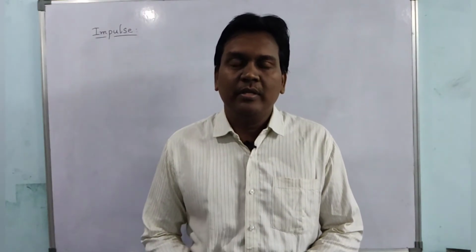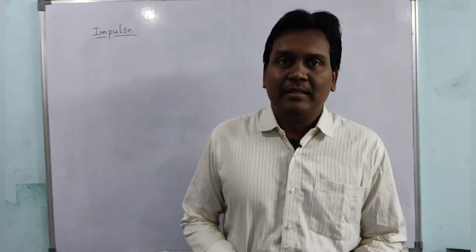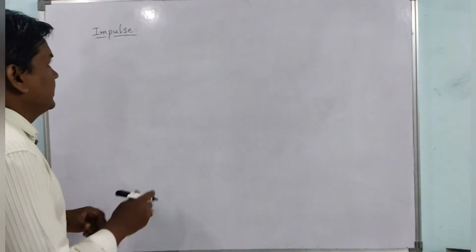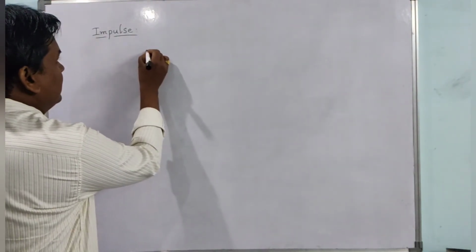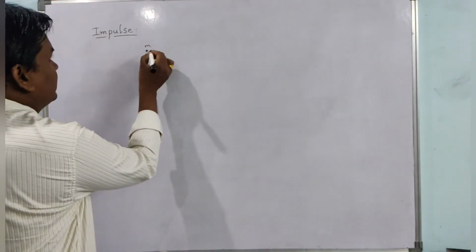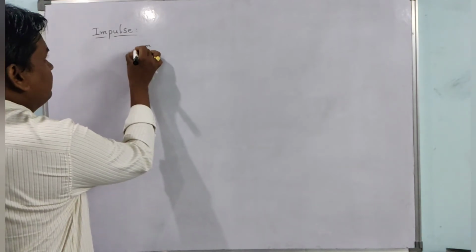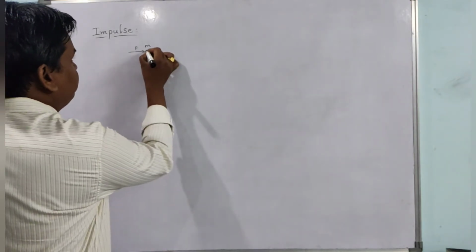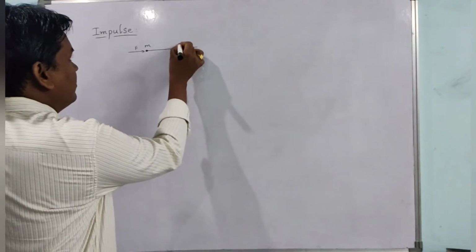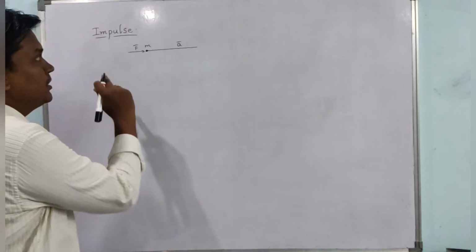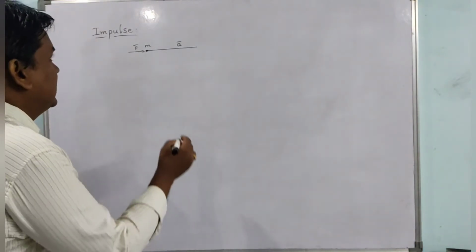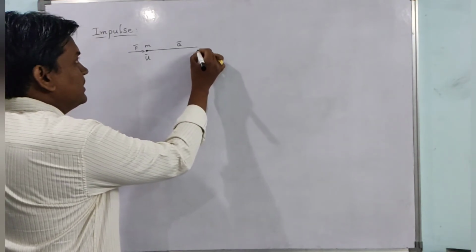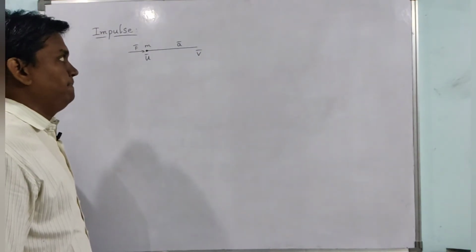In this session we are going to discuss impulse. For that I am considering a situation here. Consider a mass m and a force F acting on the mass particle m. So obviously it will have some acceleration due to the force, and initially it has a velocity u bar and finally it has a velocity v bar.